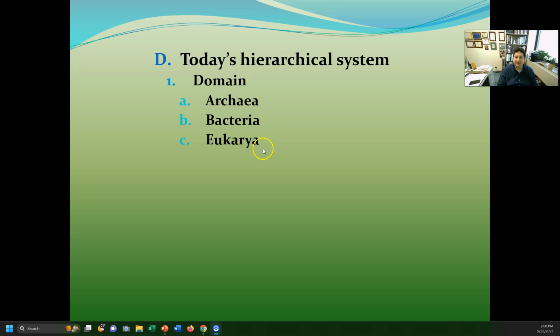Domain eukarya contains all eukaryotes. Again, a eukaryote is an organism made up of more advanced cells. They have a nucleus and better internal structure. Prokaryotes, simpler cells, less internal structure, and no nucleus. All eukaryotes are in domain eukarya, and some of the microbes are in here, okay, like fungi and protists and algae and things like that.